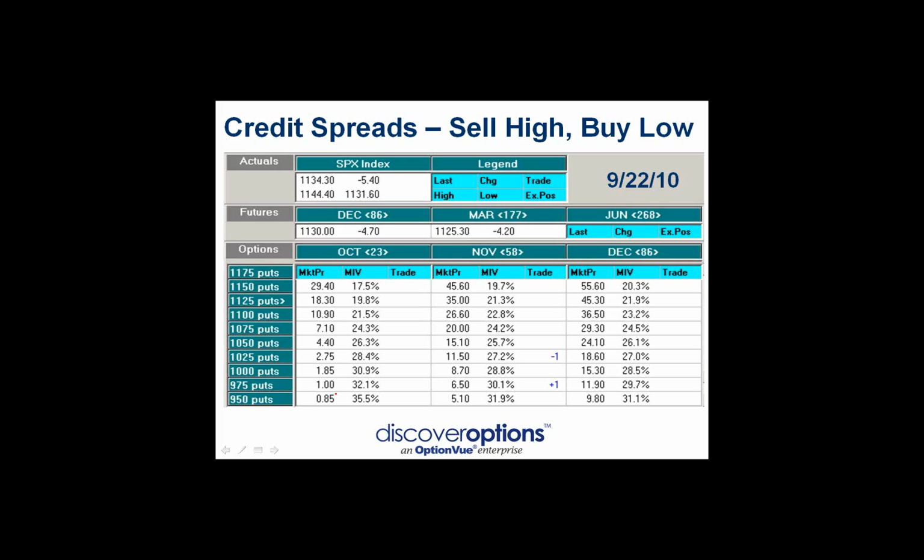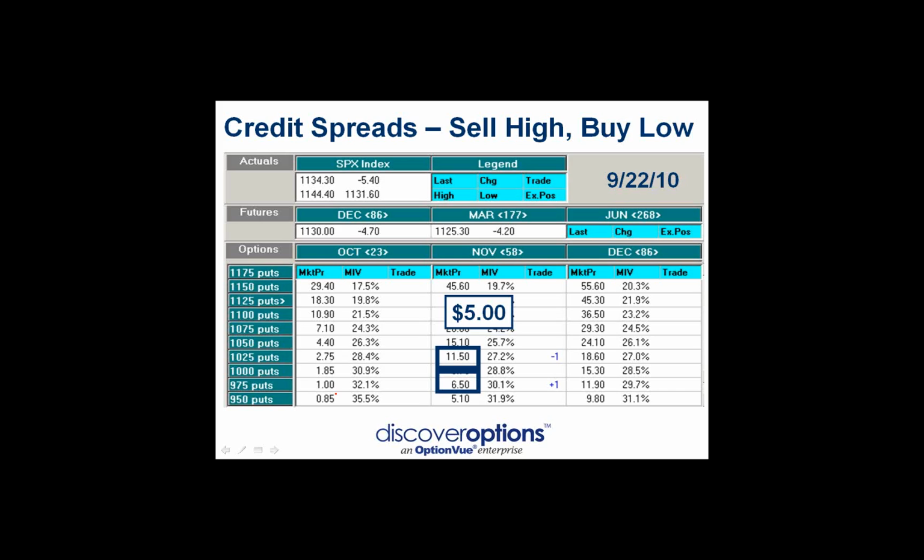And you can see that it's a 50-point spread. We're proposing a little one lot here. And if you look at the price differential, you'll see that it's $11.50 and $6.50. That's a $5 difference. Now that's going to be a credit because we're selling the 1025s for $11.50 and then buying the 975s for $6.50. That's a net credit of $5.